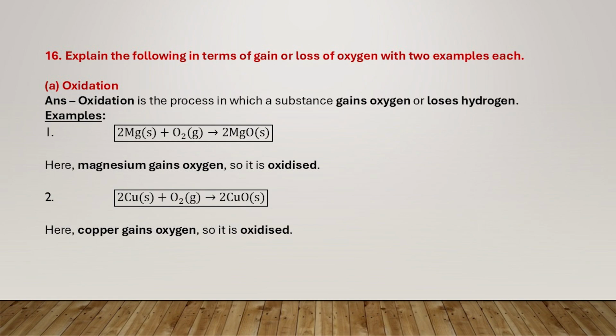16. Explain the following in terms of gain or loss of oxygen with 2 examples each. A. Oxidation. Answer. Oxidation is the process in which a substance gains oxygen or loses hydrogen. Examples: 1. 2Mg(s) + O2(g) → 2MgO(s). Here, magnesium gains oxygen, so it is oxidized. 2. 2Cu(s) + O2(g) → 2CuO(s). Here, copper gains oxygen, so it is oxidized.